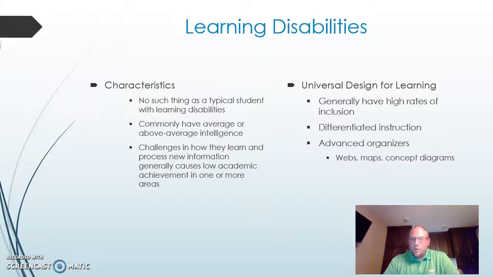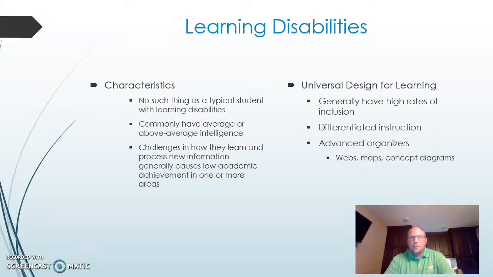Universal designs for learning, I would incorporate the biggest one here, and it's a big one in pretty much all these, is differentiated instruction. Very important to learn how these students learn, what makes them tick. If they struggle with math, what can you do to help them out with math? If they struggle with reading, could you offer an audiobook? Just learn how they learn.